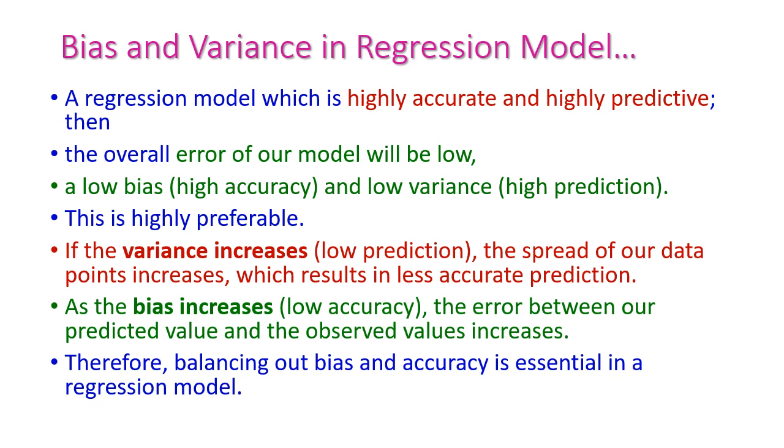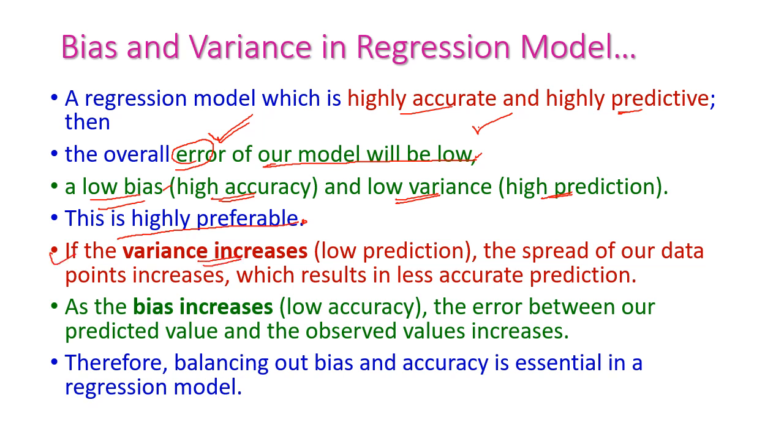If a regression model is highly accurate and highly predictive, then the overall error of our model will be low. Okay, that is, there is no error here. The model accuracy will be very high, right? And a low bias means high accuracy, and low variance means high prediction, right? And this is highly preferable. Okay, that means error should not be there, and accuracy should be high and prediction should be high. Then only the regression model will be preferable.